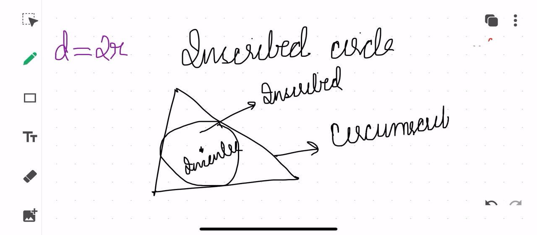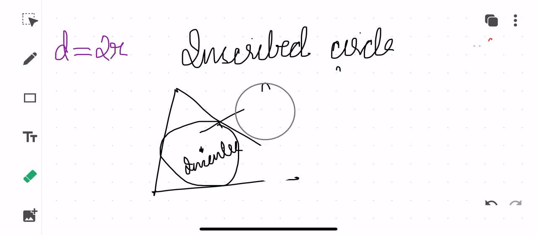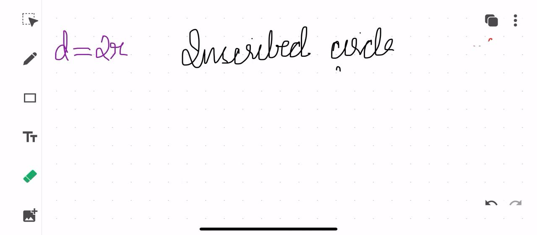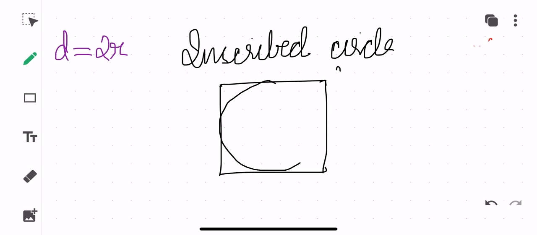So by now you must have understood, children, that circumscribed can be a polygon on a circle, or a circle on a polygon; whichever is outside is called circumscribed, and whichever is inside is called inscribed. Okay, so this is the thing. One more example, it can be like this, children. Suppose I have a square like this, and then inside that I am drawing a circle. So this is called the incircle, this is called the incenter, and this is called the circumscribed square.